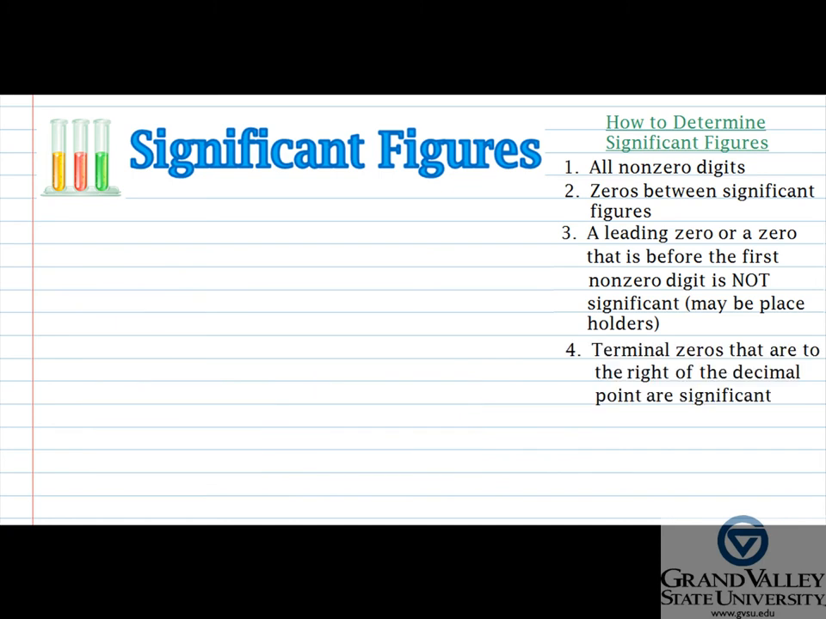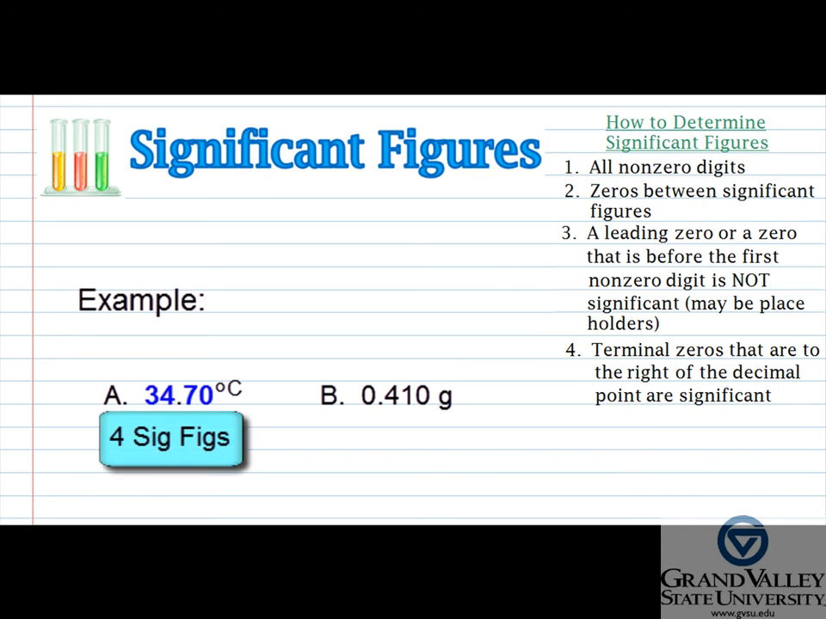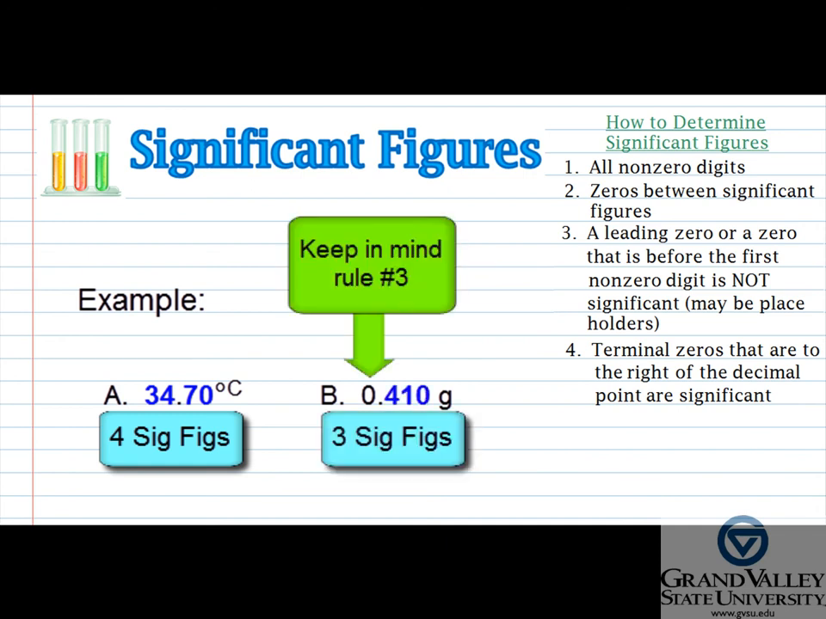The fourth rule expresses that terminal zeros that are to the right of the decimal point are significant. In the temperature reading 34.70 degrees Celsius, there are 4 significant figures present. In the value 0.410 grams, there are 3 significant figures.